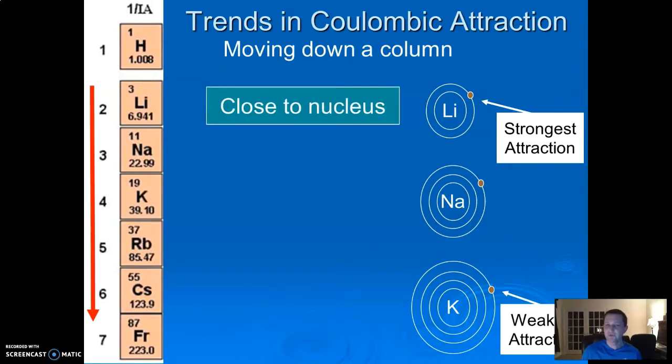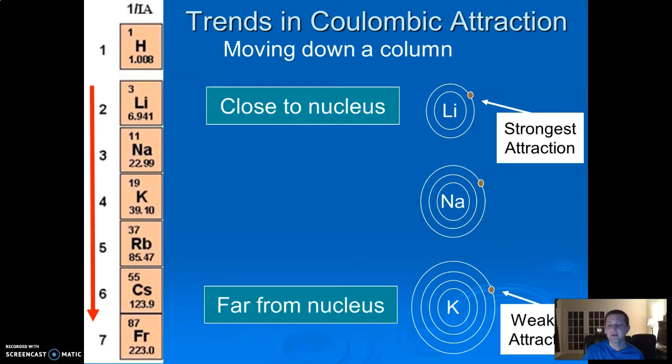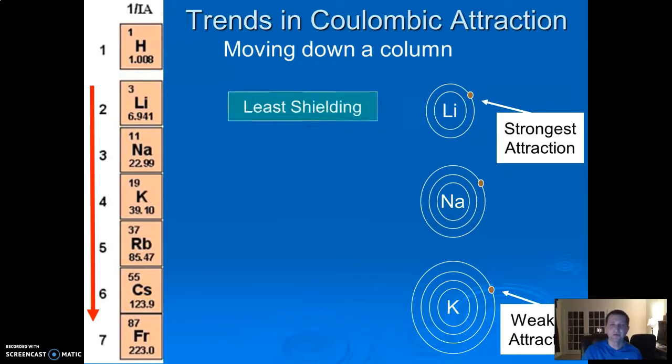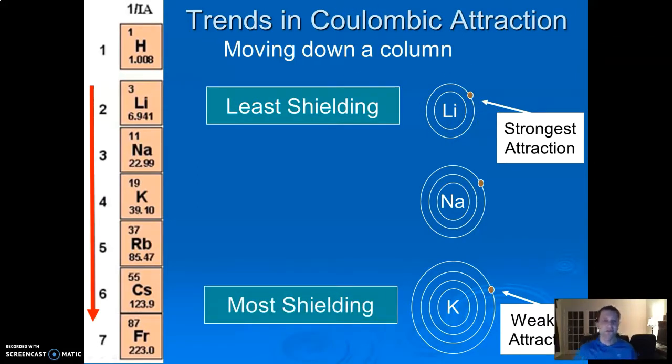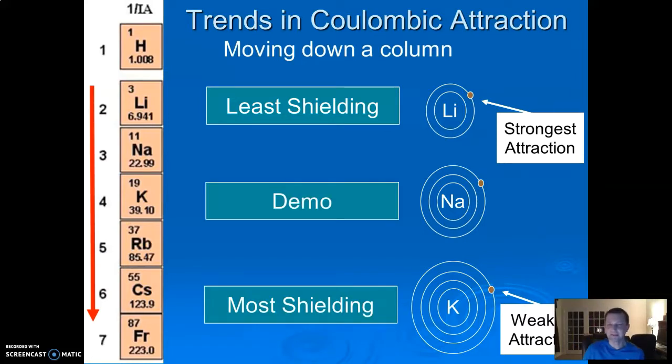So there are really 2 reasons here. Number 1 is lithium is the closest one to the nucleus, and potassium, the valence shell electron, is the farthest from the nucleus. There's something else we need to consider though, and that's shielding. So lithium has the least amount of shielding, and potassium has the most amount of shielding. So let's talk about that really quick. I have a demo here, but I'm not in class to do that, so we'll talk through it.